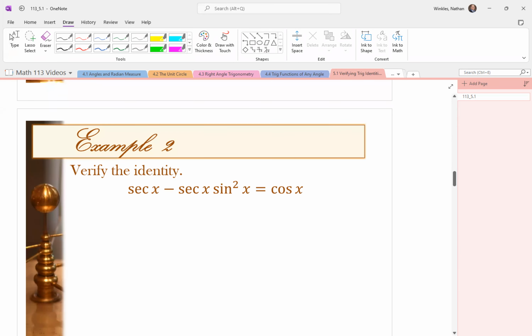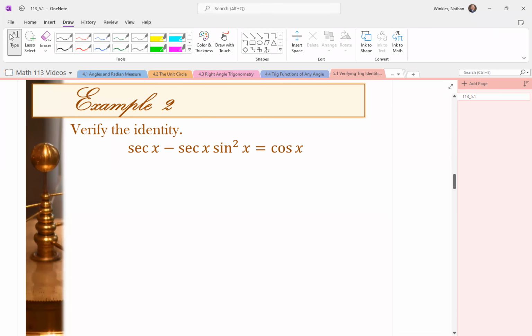So let's look at a little bit more complicated looking one right here. Secant of x minus secant of x sine squared x equals cosine x. Obviously, I'm going to work with the left-hand side. So I'm going to factor out a secant of x because they both have it in common. We know that 1 minus sine squared x is equal to cosine squared.